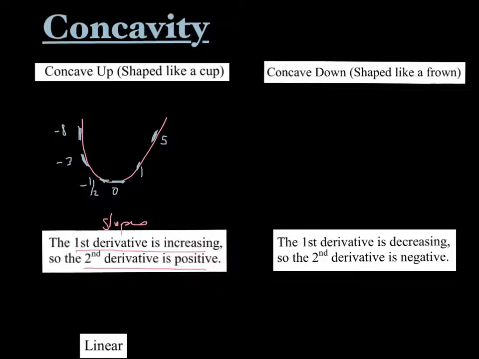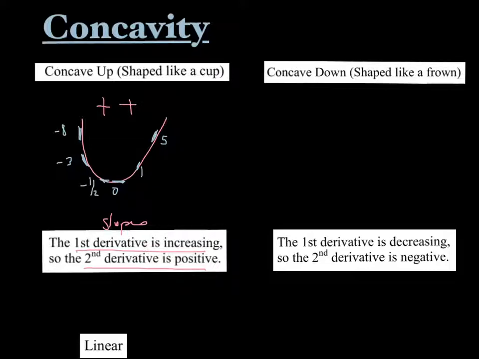So you can see as you're looking at those slopes, moving from left to right, those slopes are getting more and more positive. They are getting larger and larger. And so we can definitely say that the first derivative is increasing, so the second derivative is positive. What I want you to remember is increasing and positive. The way I can remember that is think of it as making a very happy smiley face. Okay, so that's concave up, shaped like a cup.